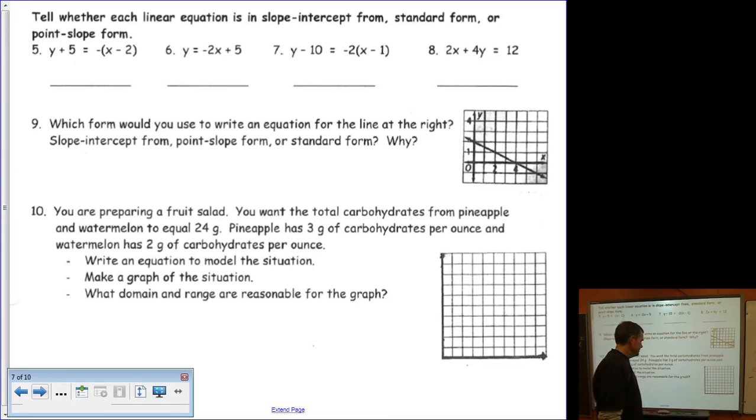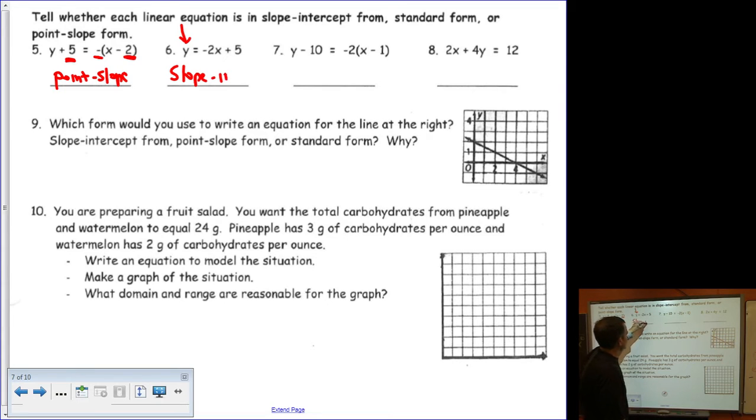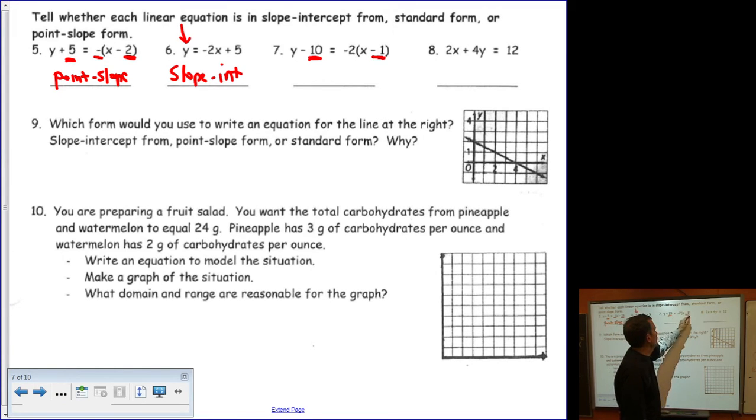All right, in each of these, I simply need to tell whether they are in point-slope form, standard form, or slope-intercept form. Well, number 5 is clearly in point-slope form. I'm not sure I need to go over that, but there's the point and there's the slope. Number 6 has the y by itself, so that is slope-intercept form. Number 7, again, is clearly in point-slope form. The point was 110 and the slope is -2.